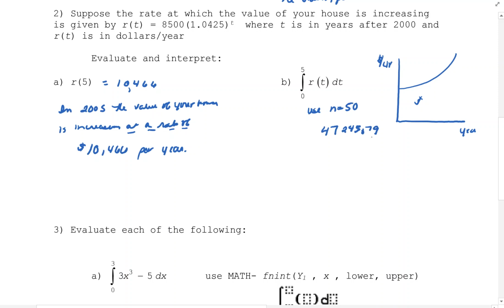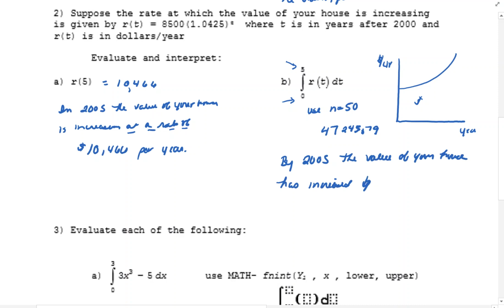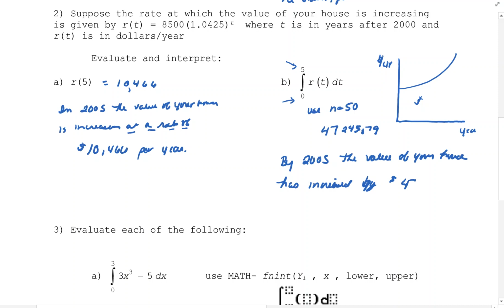So let's see what that means. By 2005, because I'm going from the year 2000, time 0, to 5 years later, the value of your house has increased by $47,246.